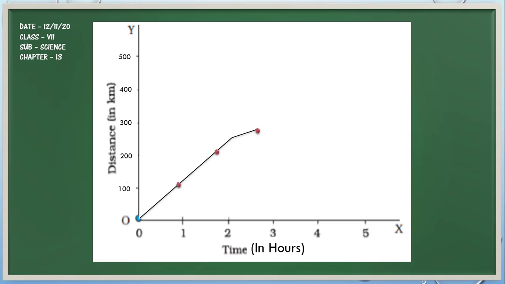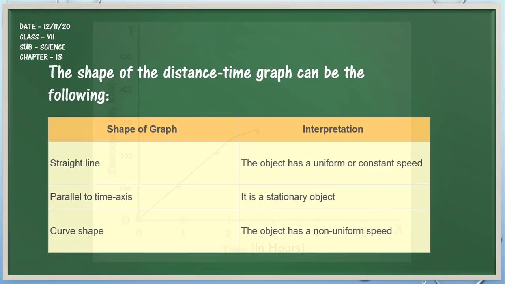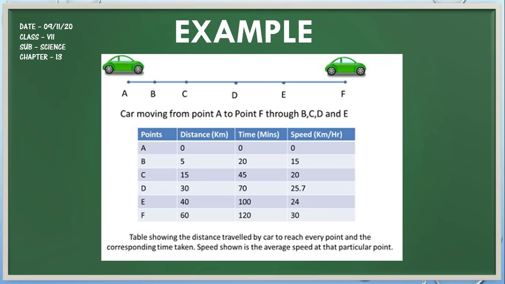This is an example of non-uniform speed as well. If the speed of the object keeps changing, the graph can be of any shape. In case the distance time graph is a straight line, it indicates that the object is moving with a constant speed, which is an example of uniform speed as well. Here's the data of a car moving from point A to point F through points B, C, D and E.